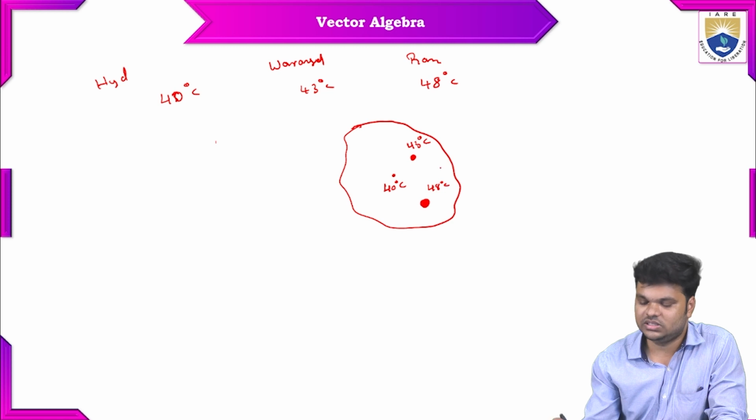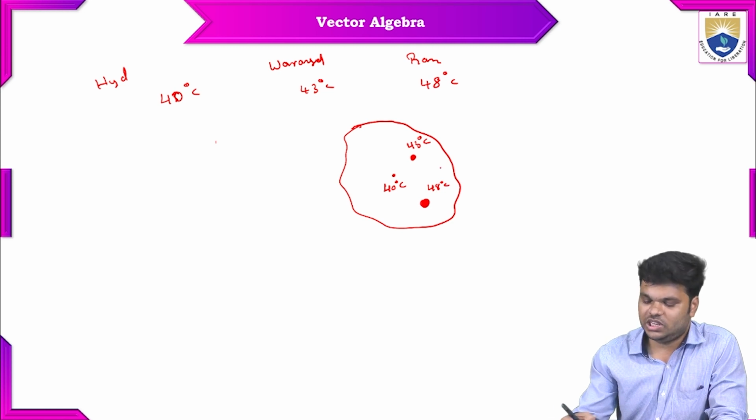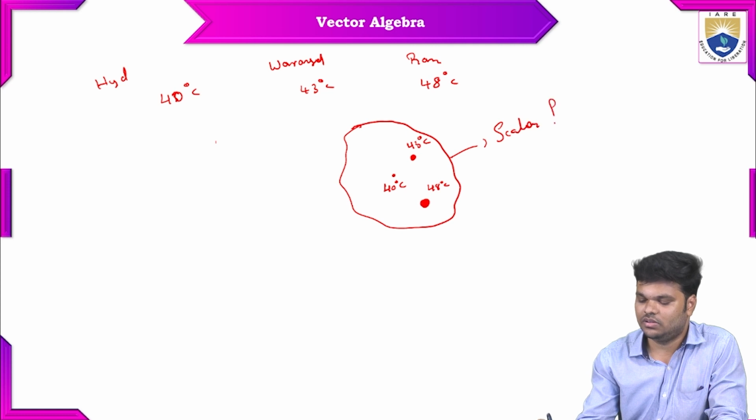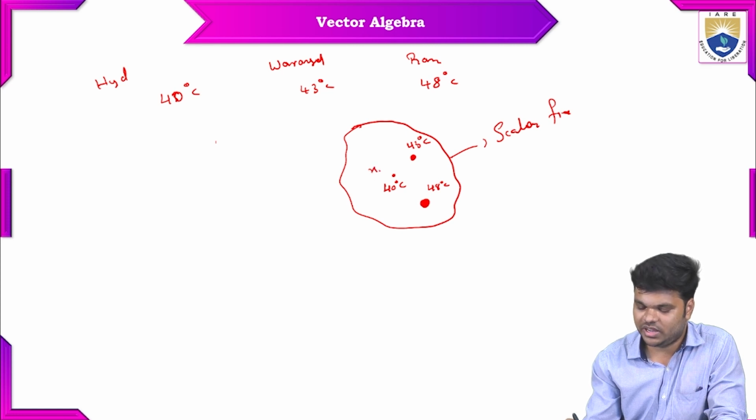At Ramagundam, it is 48 degrees centigrade. So this temperature distribution is an example of a scalar field, because every point has some coordinates. At Hyderabad, the coordinates are some x1, y1, z1. At Warangal, the coordinates are x2, y2, and z2. At Ramagundam, the coordinates are x3, y3, and z3.